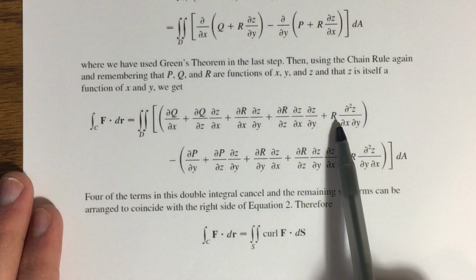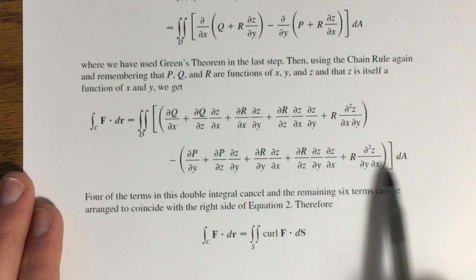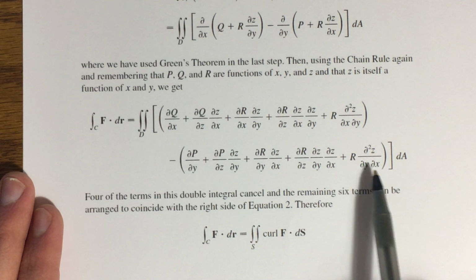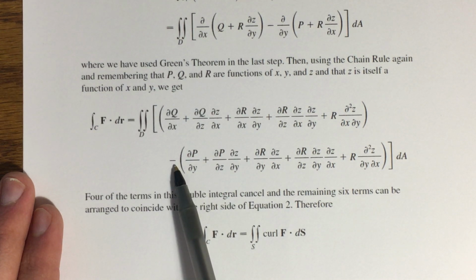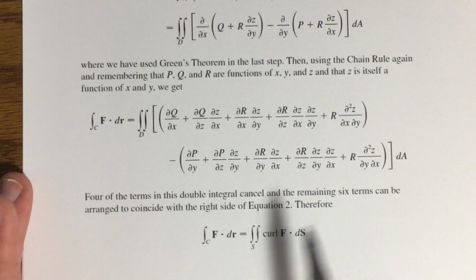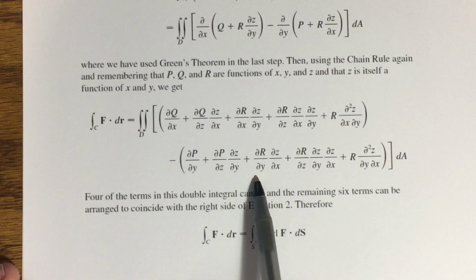But you'll notice, for example, the r partial of z with respect to y then x, and here I have r times the partial of z with respect to x then y. Clairaut's theorem says that these two things are equal to each other, but notice there's subtraction happening here, so these cancel out. You get cancellation of 4 terms in this great big double integral here.